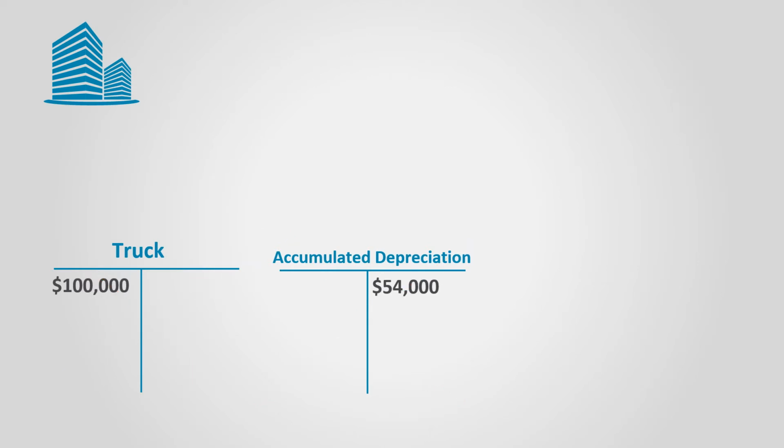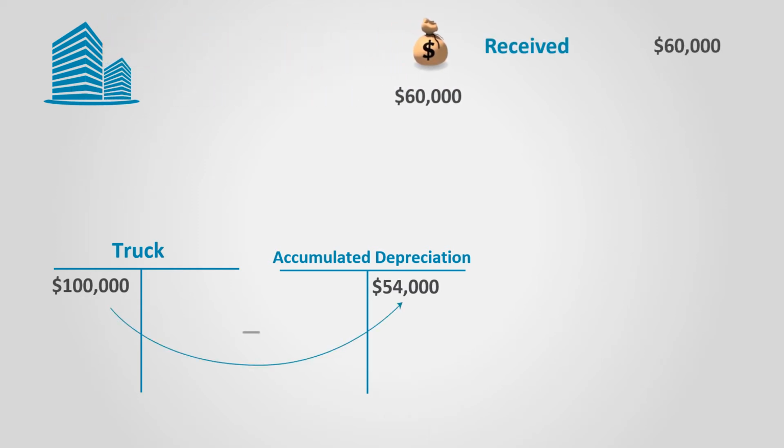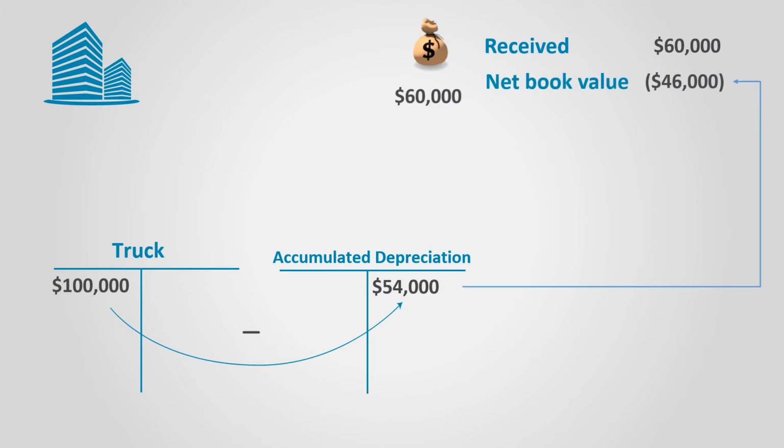Now we need to understand whether the company made a gain or a loss from such a transaction. The company received $60,000 while the net book value of the truck is $46,000. Accordingly, the amount received is greater than the book value, which means that the company gained $14,000.